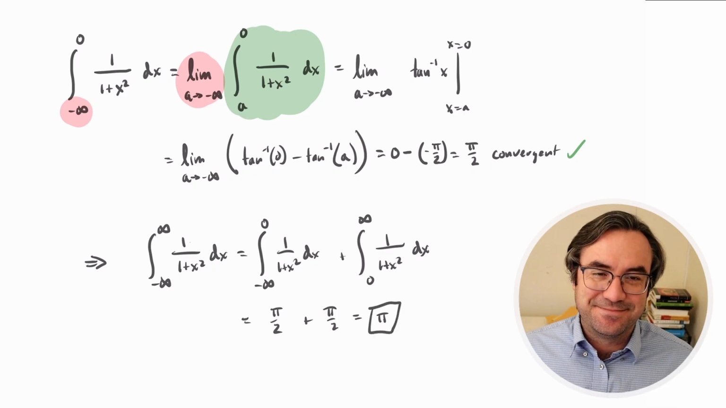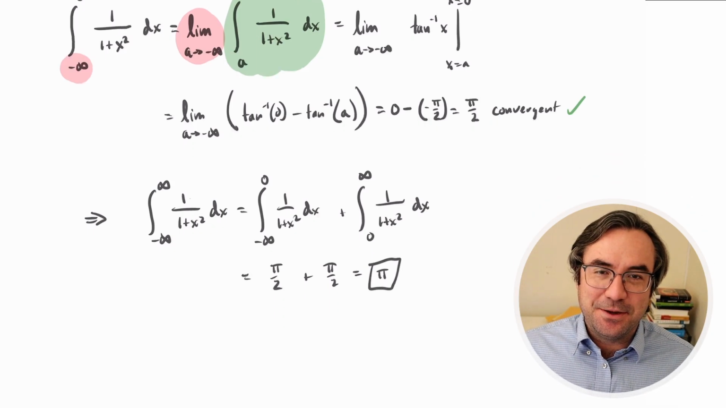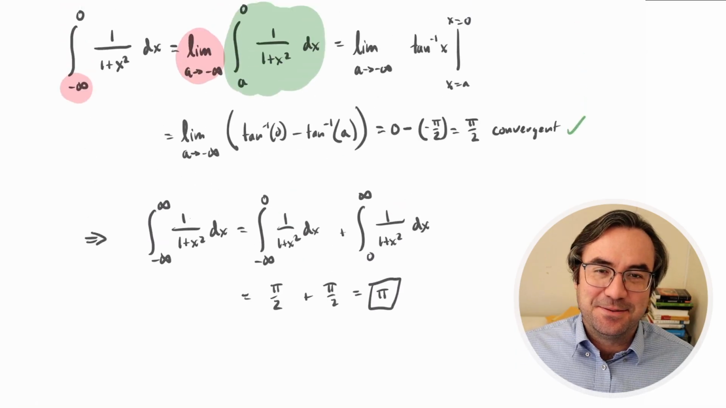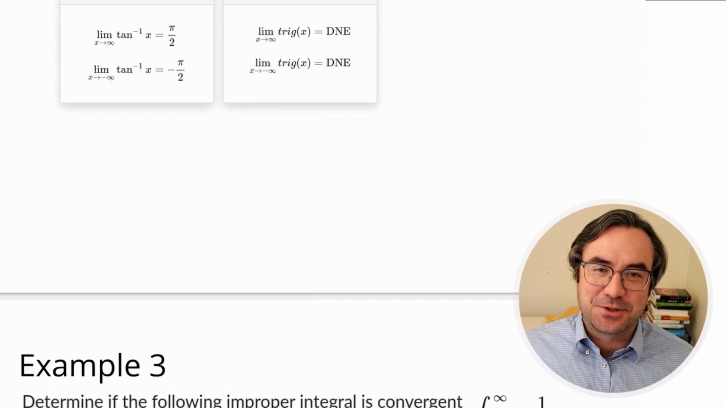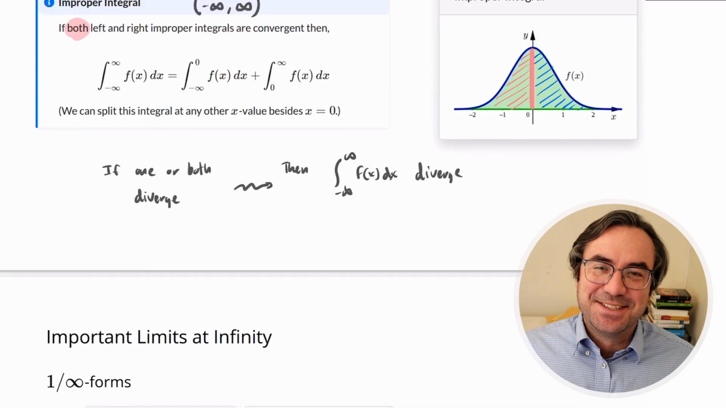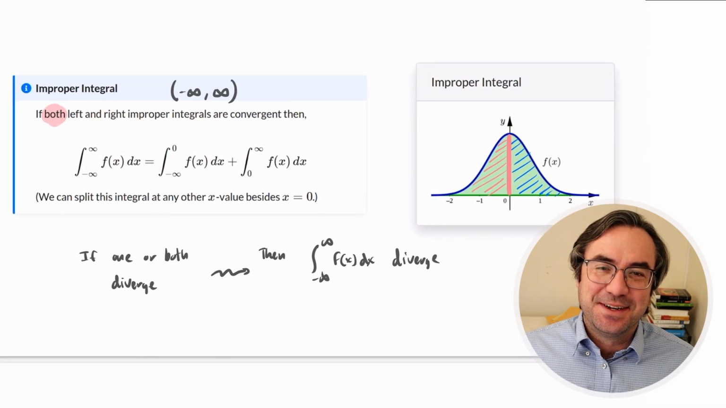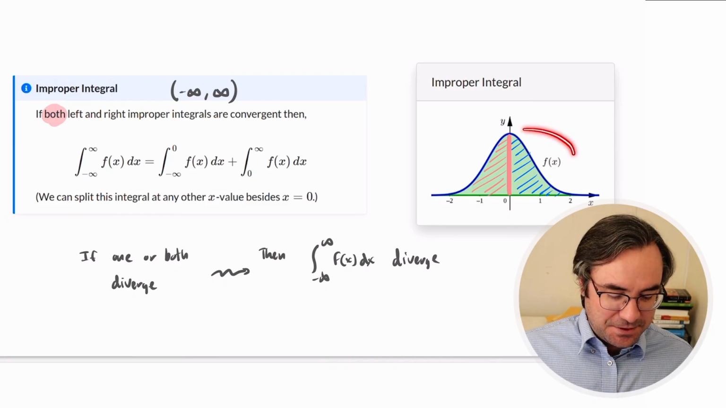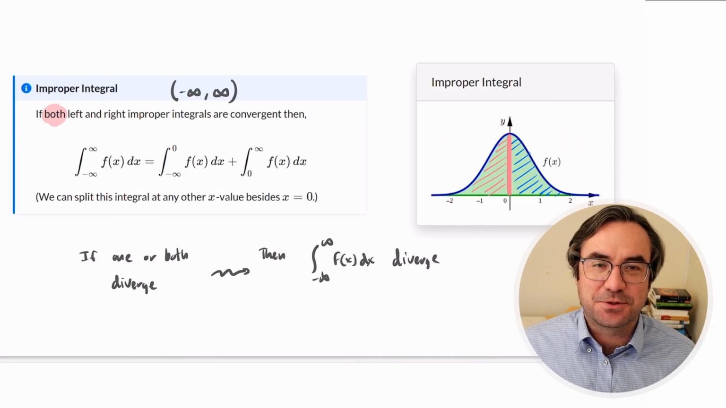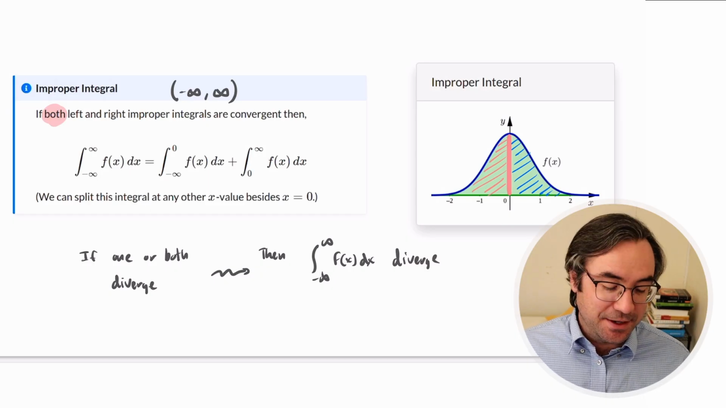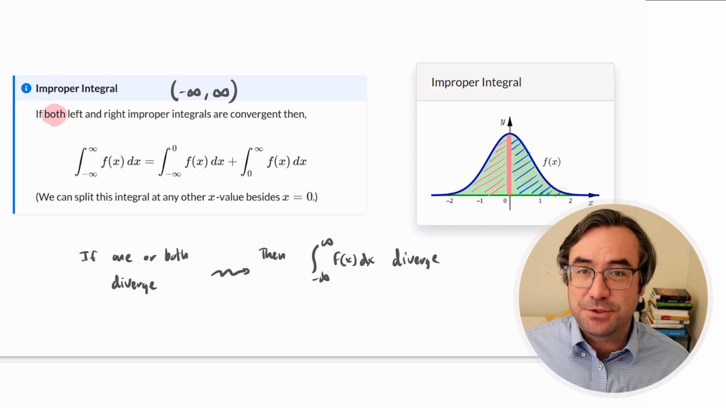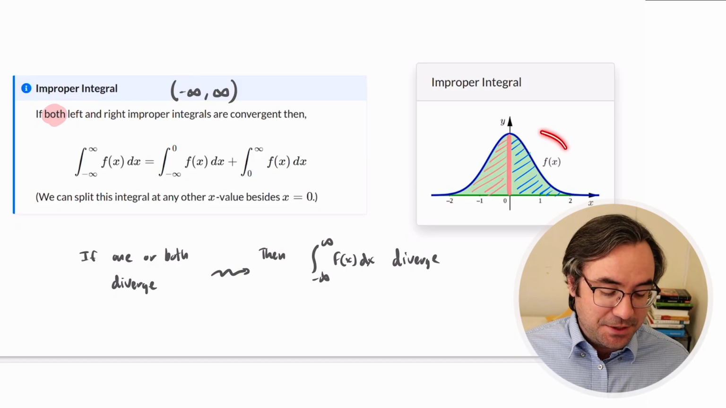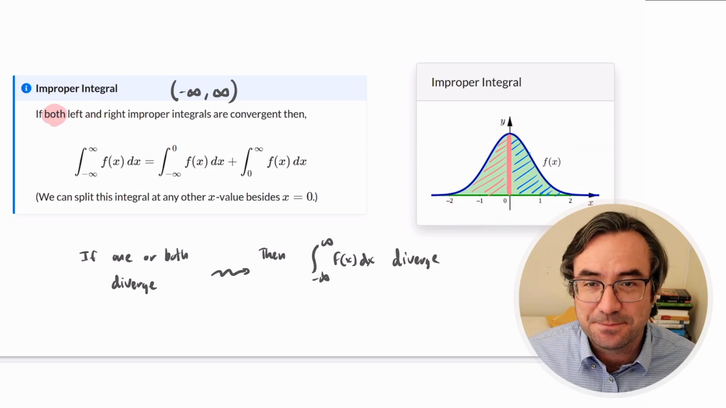All right, so what did we do? Oh, I don't even have the graph. Well, the graph is here. Let's just go back. So this is what 1 over 1 plus x squared looks like. Essentially what we did, we found the area of the right-hand side, which was pi over 2, found the area of the left-hand side, pi over 2, and then we just added them together and got the total area.